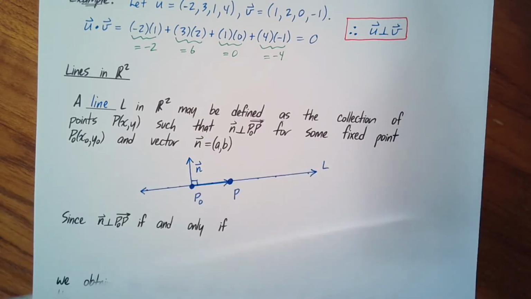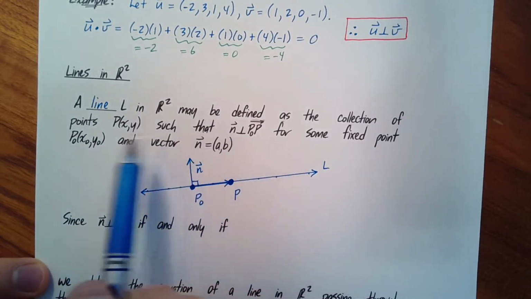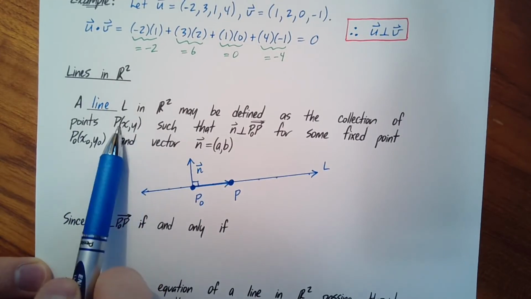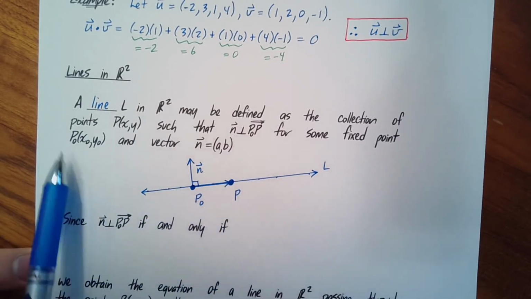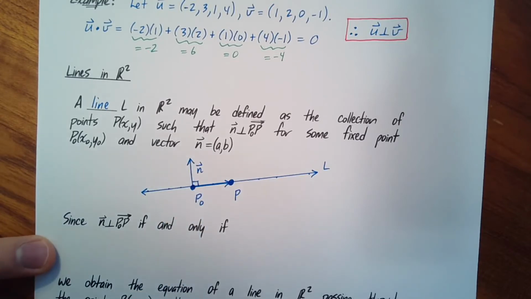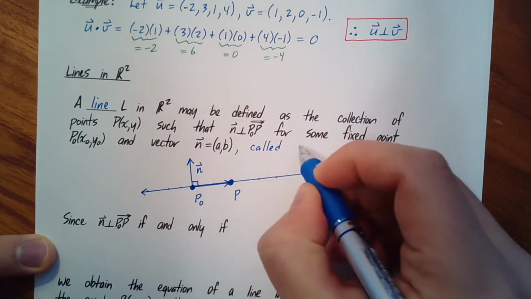Okay, so anyways, I made a slip there, and I used the word before I actually mentioned it, but I just want to add it in at the end of this definition. So a line L in R2 is just defined to be all the points P that satisfy this condition for some fixed point P naught and some fixed vector n, which we call the normal vector. So I'll add that in now, called the normal vector.